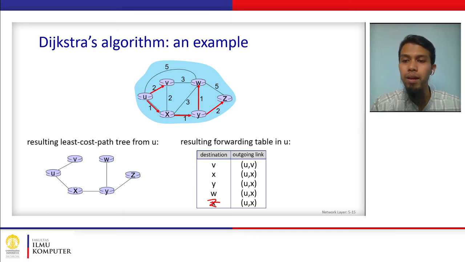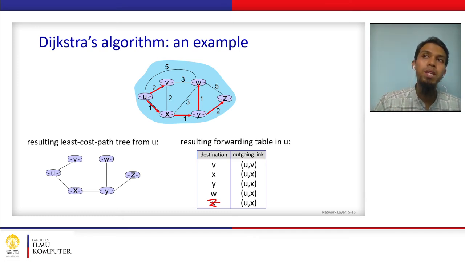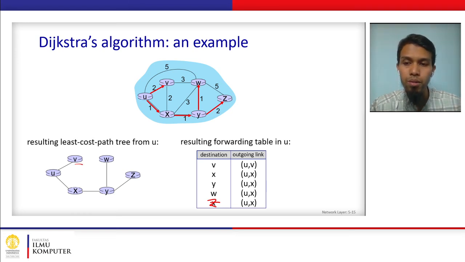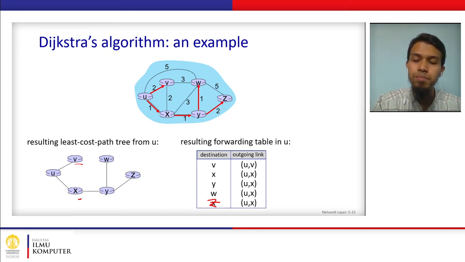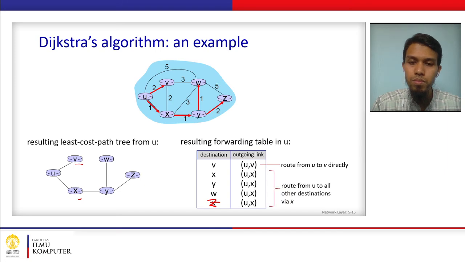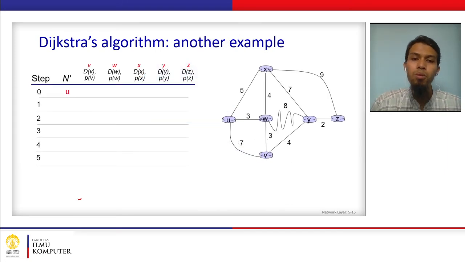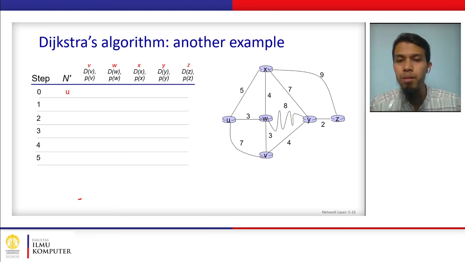So yeah, the forwarding table has only two options: either go to V or go to X, and eventually all the other nodes will be forwarded through X. Okay, so we take another example.